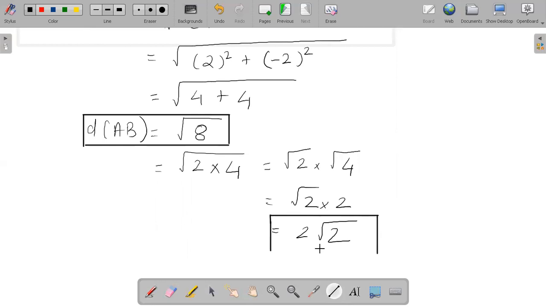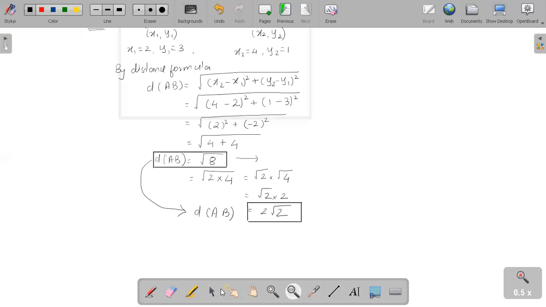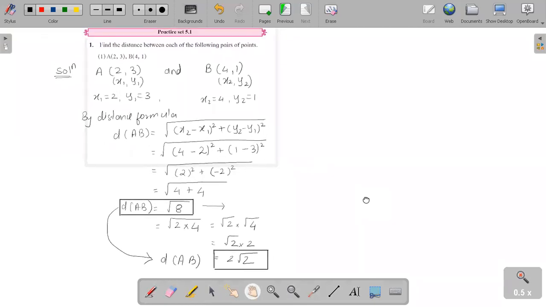2 root 2. Is this clear? Yes. So distance AB is 2 root 2. Or you can stop here also. There is no problem if you stop here. But since it is possible to simplify, we will simplify. So distance AB is 2 root 2. Is this sum clear? Yes. I hope you can see the sum from start to end.